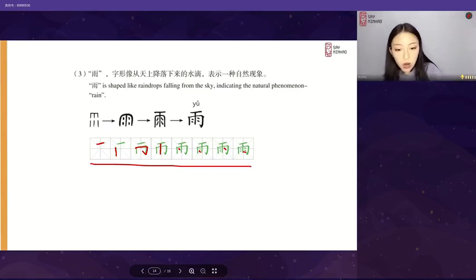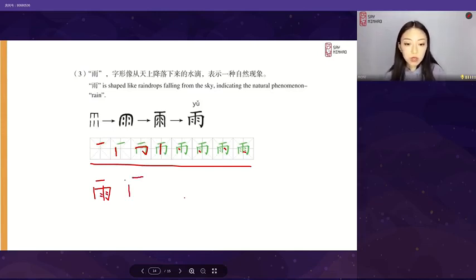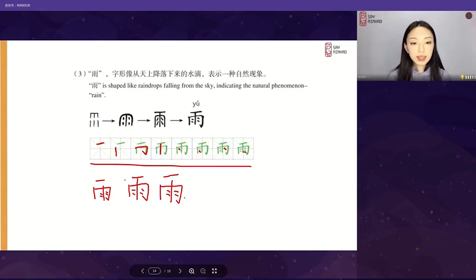Okay, I will write it again, please look carefully. Two dots left and two dots right. Okay, try to write it with me. Horizontal, vertical, and then a vertical in the middle, and two dots left and two dots right. This is rain. Again, two dots left and two dots right. Okay, this is yu.